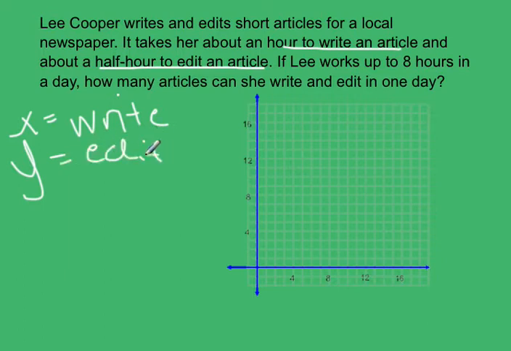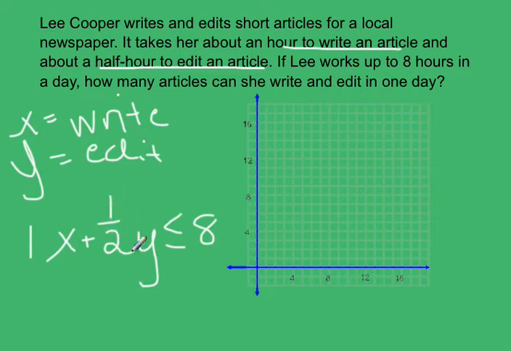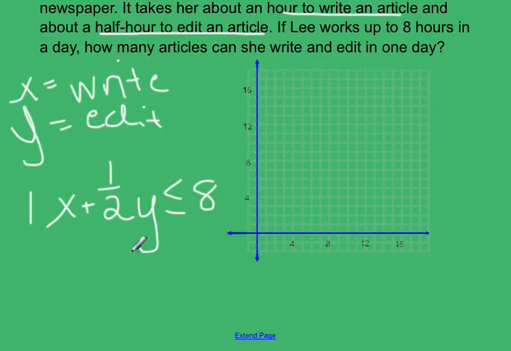If Lee works up to 8 hours, so up to 8 hours implies that she cannot work more than 8 hours. So whatever she works, it needs to be less than or equal to that 8 hours. Well, for every X amount of articles she writes, it's going to take her 1 hour. For every Y amount of articles that she edits, it's going to take her half an hour. So what I'm going to do is write that as 1/2 Y. Okay? And now we need to solve this for Y.